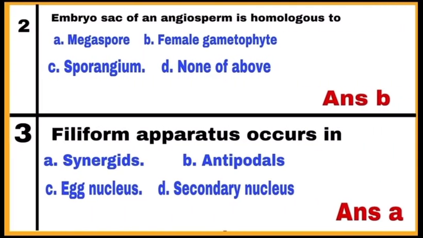Question 2. Embryo sac of an angiosperm is homologous to. It is homologous to female gametophyte located in the nucellus. So here mark B as a correct answer.